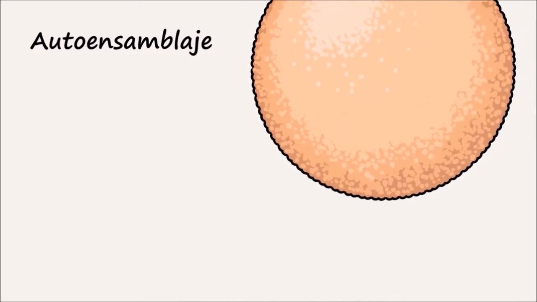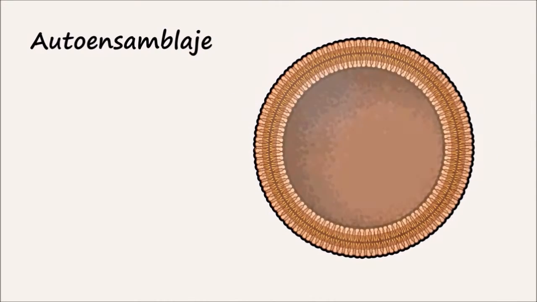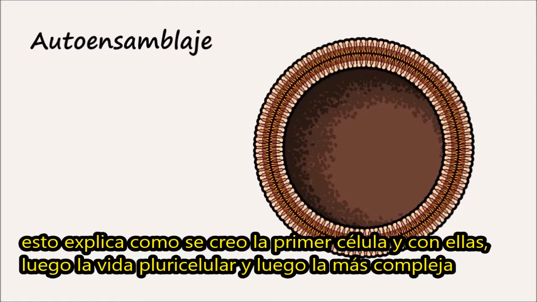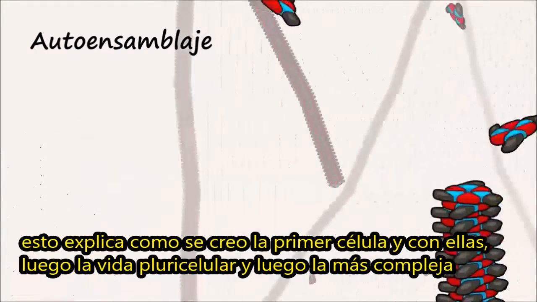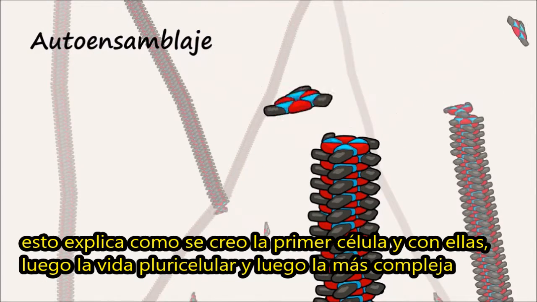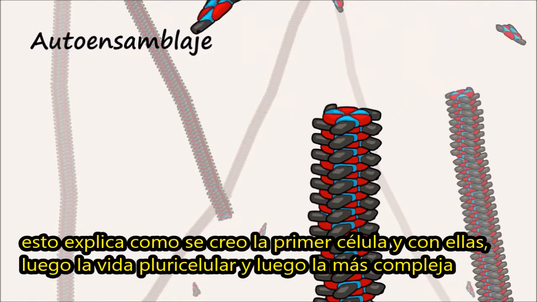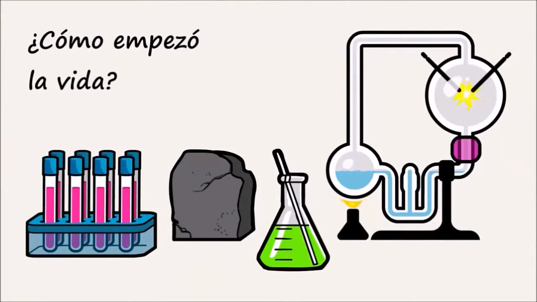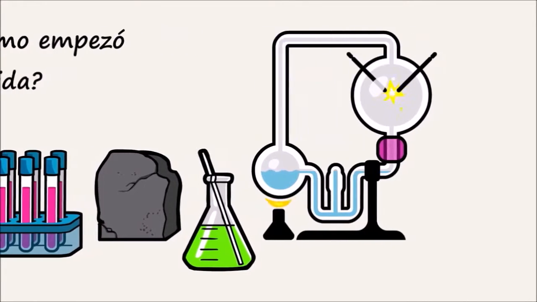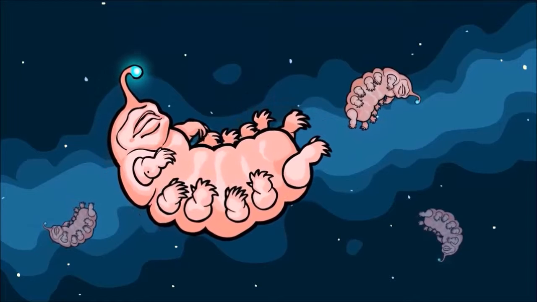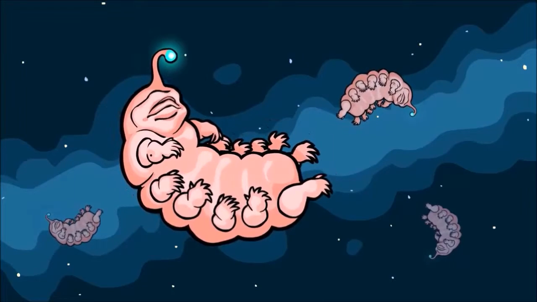Algunas moléculas se autoensamblan en esferas huecas casi idénticas a las membranas de las células de la vida moderna. Otras se autoensamblan para formar columnas largas muy parecidas a las hebras de ADN que se encuentran en la vida. Los científicos aún tienen muchas preguntas por responder acerca de los orígenes de la vida. ¿Qué probabilidad hay de que la vida se haya formado o se esté formando en otras regiones de nuestra galaxia?